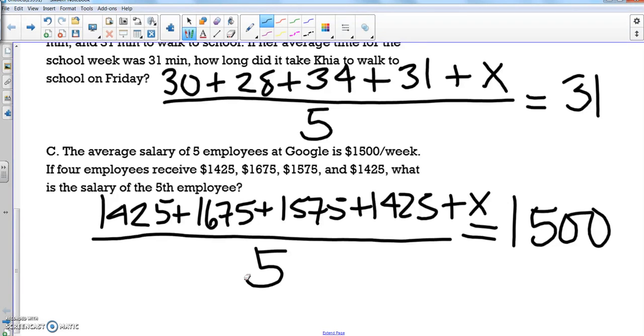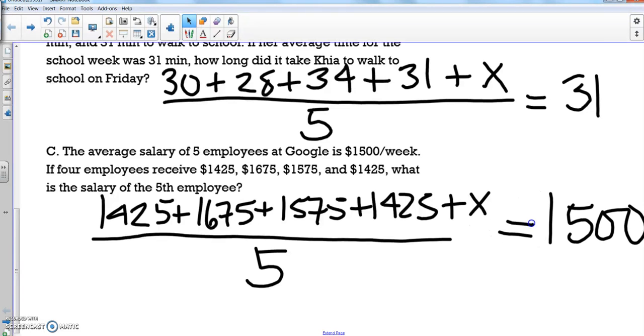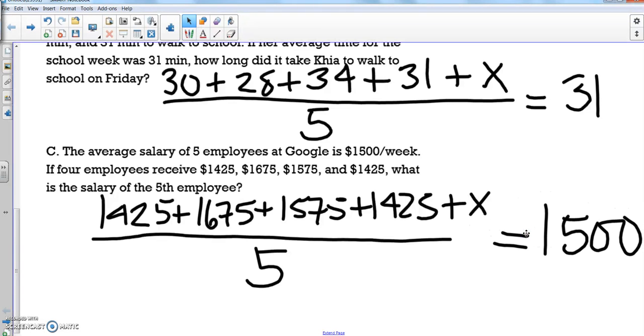Okay, sorry, that's kind of jumbled up there. Let's see if I can move. There you go. I can move that over just a little bit. Okay, so we added up all 5 of them, including this guy here at the end that we don't know. He's the guy we don't know what he made. But if I divide it by 5, it should all equal 1,500 because they're averaging 1,500.